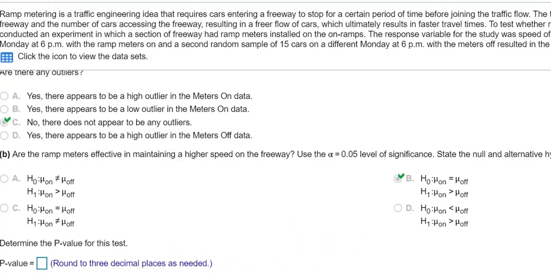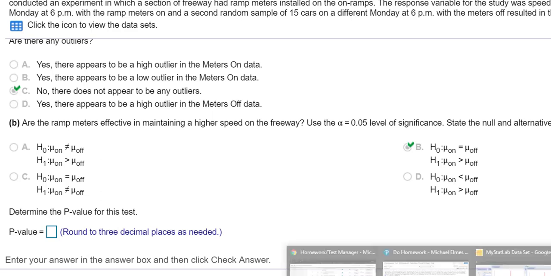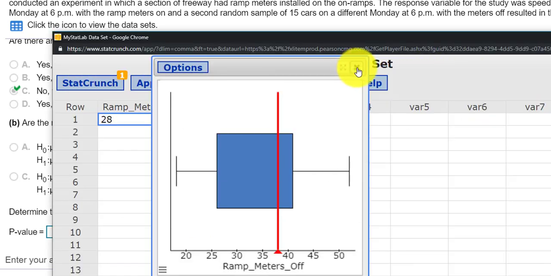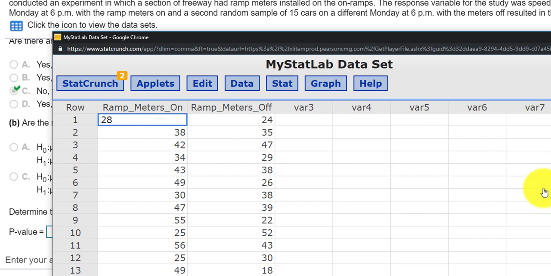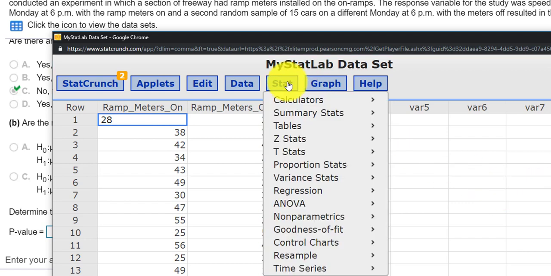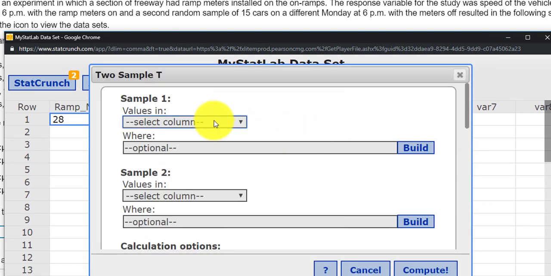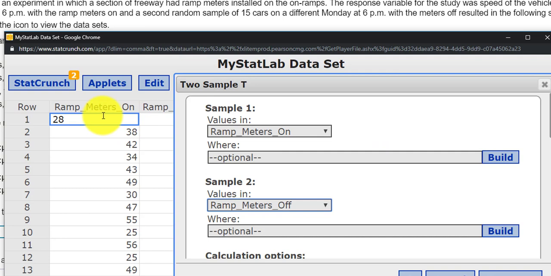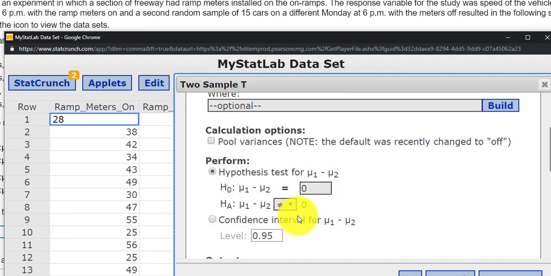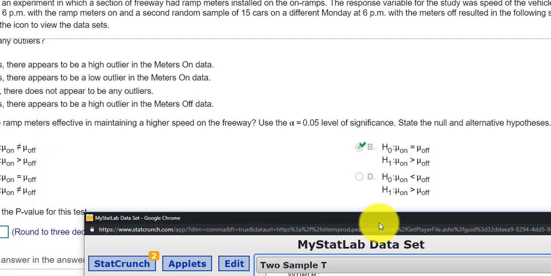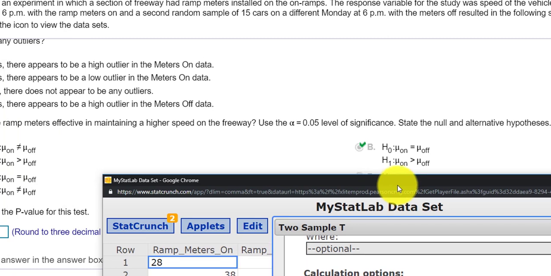So now we can do this in StatCrunch. I'll close my box plots, and then I can do t-stats. We have two samples, but this time we have the data, right? My data is on and off. Sample 1 was on and sample 2 was off. And then my hypothesis test would be that U1 is greater than U2. So again, if I add U2 to both sides, I'd have U1 is greater than U2. And let's make sure that matches the hypothesis check. And it does.